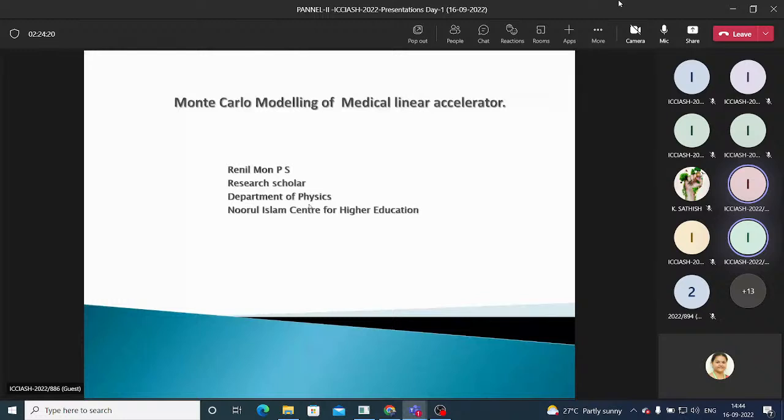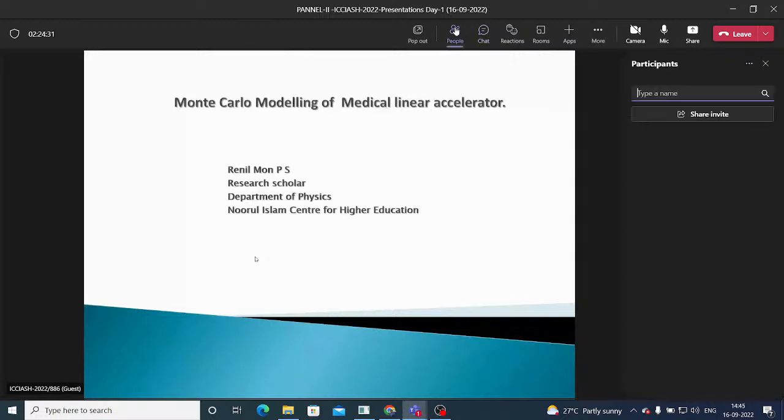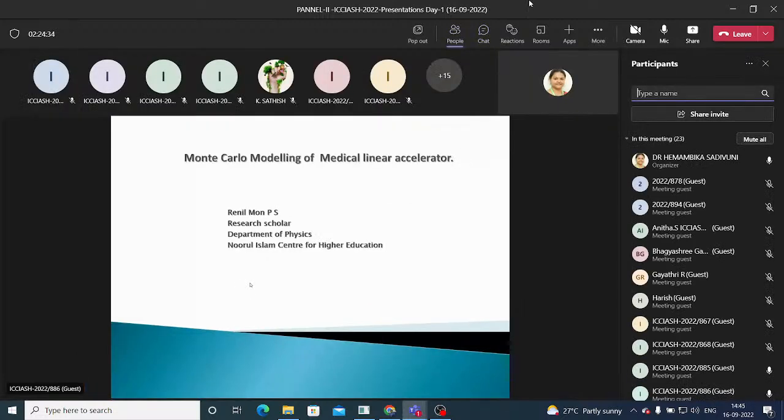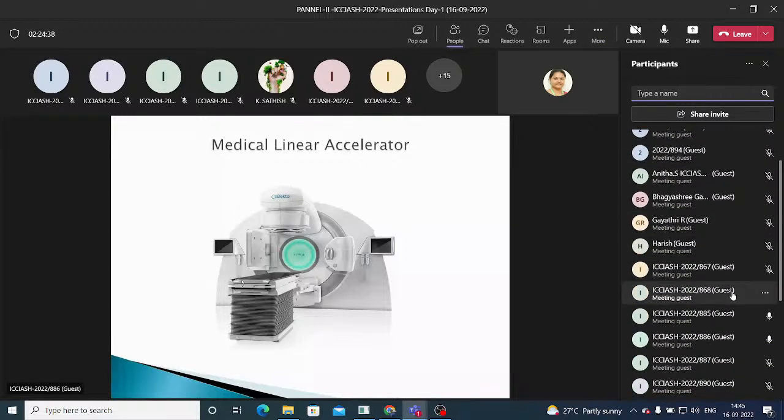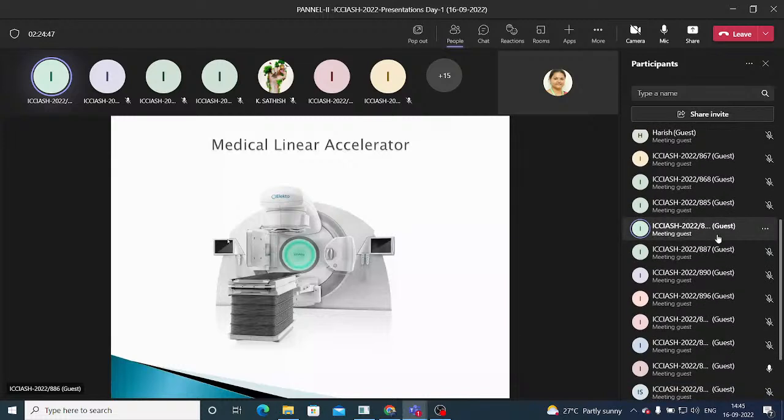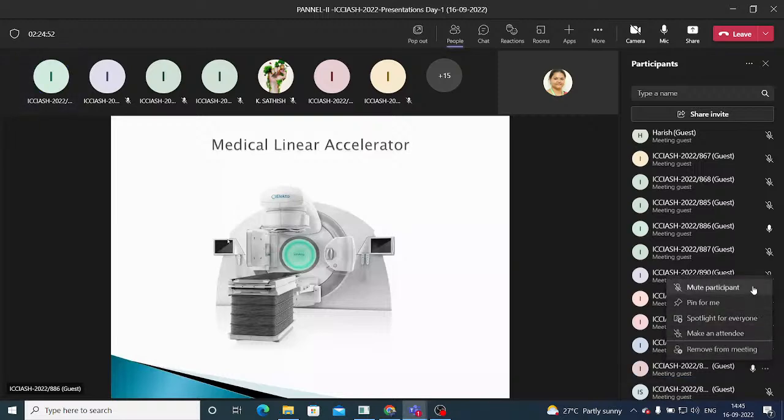My presentation is about the Monte Carlo modeling of a medical linear accelerator. I am Renil, a research scholar in Nurul Islam Center for Higher Education. This is a medical linear accelerator, a radiotherapy treatment machine for treating cancer. It has high energy photons, that means X-rays of megavoltage range, and we measure the dose deposited to the patient or tumor in the cancer cells.